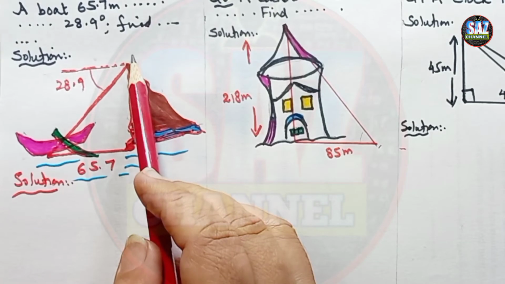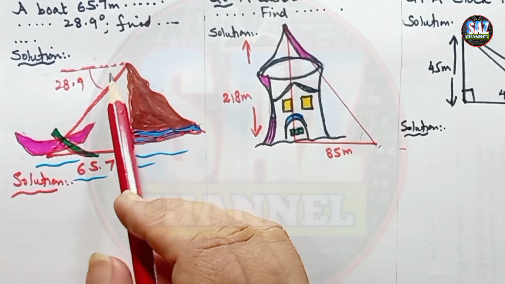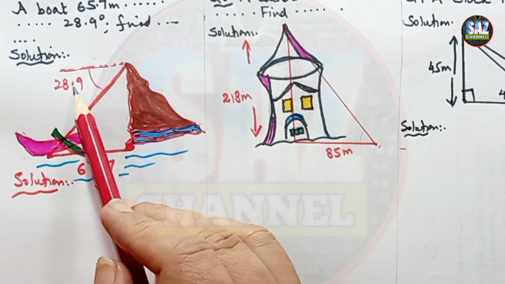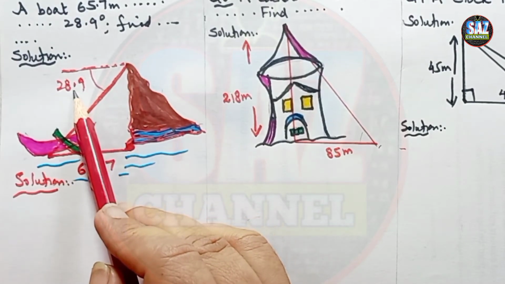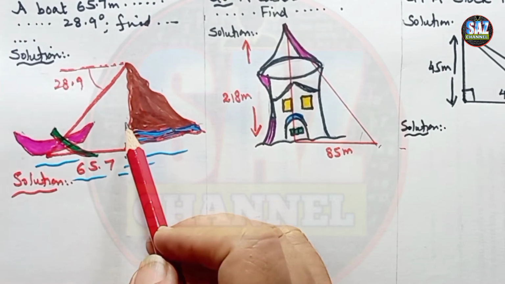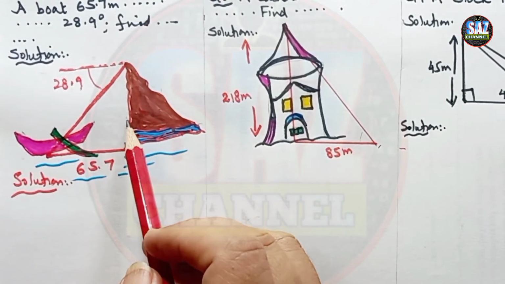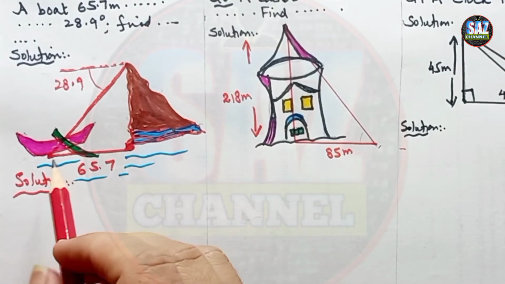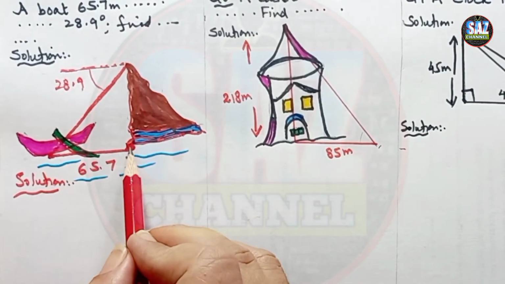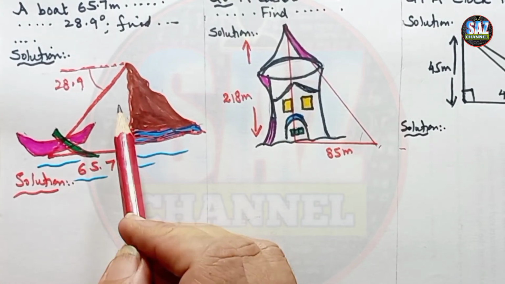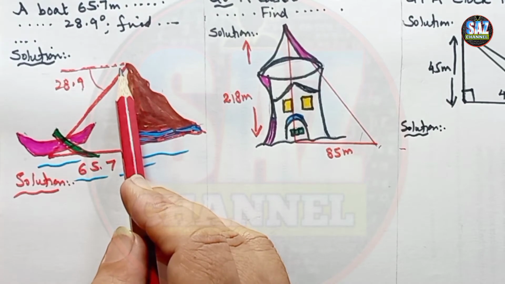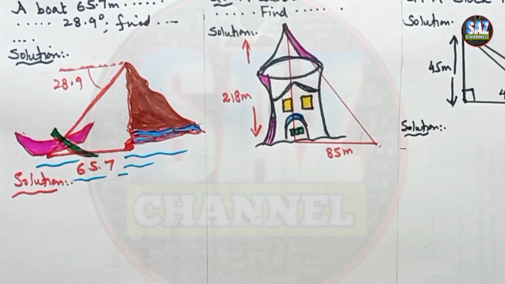The observer is standing at this place and he is looking towards a boat which is on the ground level. So the angle of depression is 28.9 degrees. Find the height of the cliff. Okay, we have to find the height of the cliff. Now, the problem is that this is the distance between the boat and the base of the cliff, and the height of the cliff is unknown, and we are given the angle of depression. We are not given the angle of elevation.